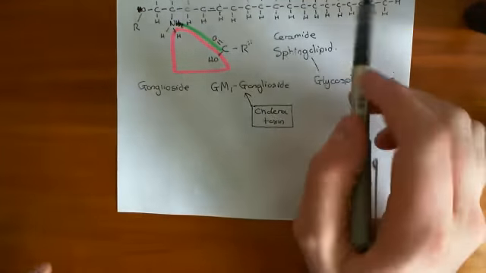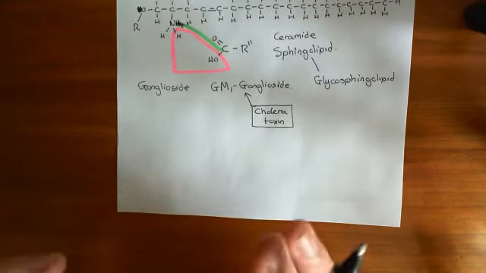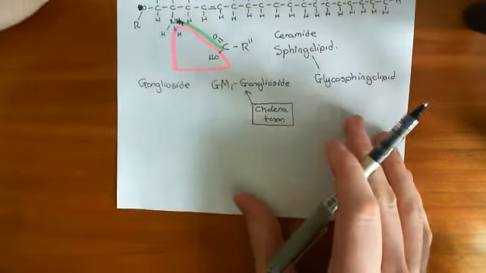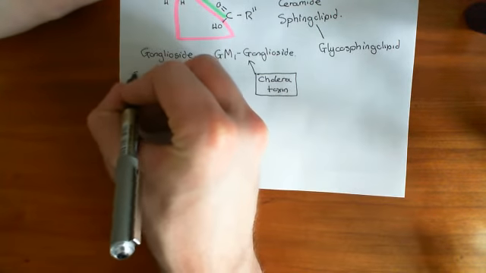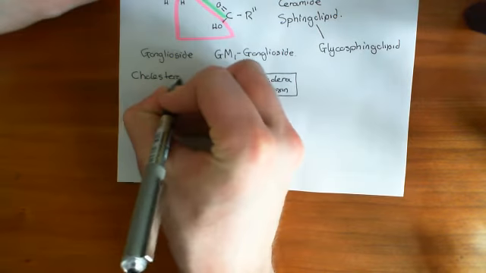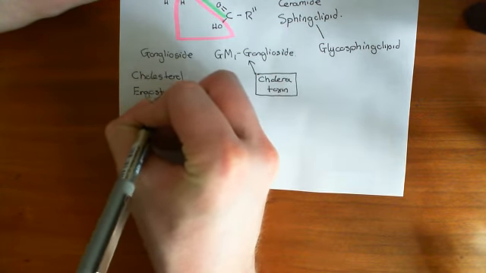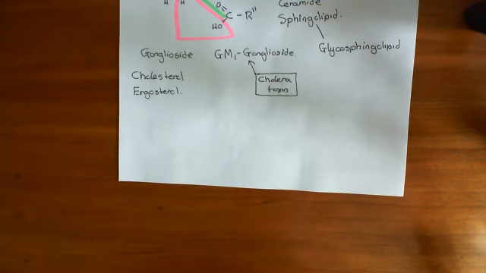Now, we've covered sphingolipids, and we've covered gangliosides. There are two other really important molecules found in lipid rafts, which I can't neglect. They are cholesterol and ergosterol. So these are two other molecules that you will find in lipid rafts. So let's go over the structures of cholesterol and ergosterol.